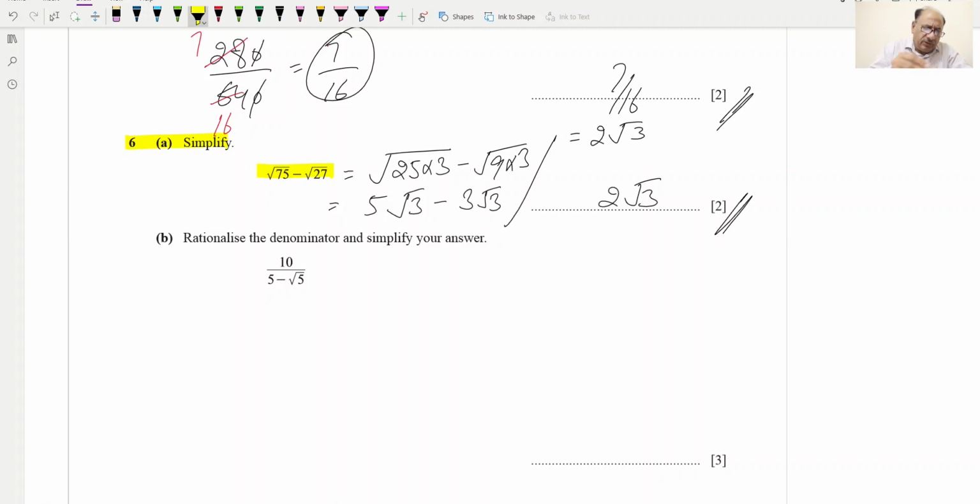Now B part, rationalize the denominator and simplify your answer.